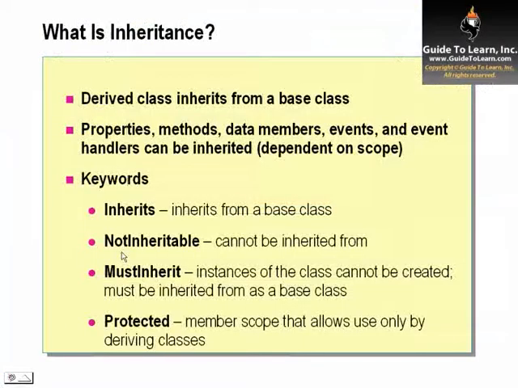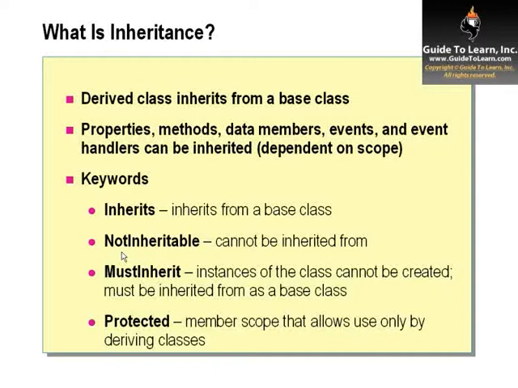So the keywords that we can use are like inherits, as I showed you. You could say inherits from the base class. Usually we use this keyword within the derived class. You could say NotInheritable. That means it cannot be inherited from. That means you make sure no one can inherit from you. You just want to close it right there. No one can inherit from you. That's it.